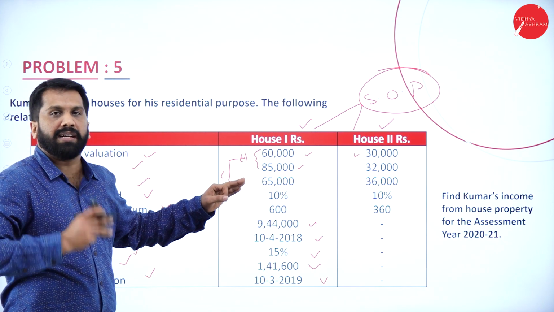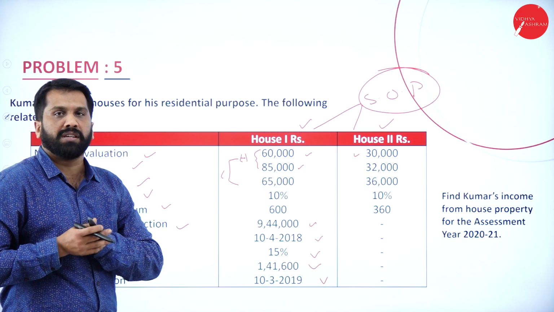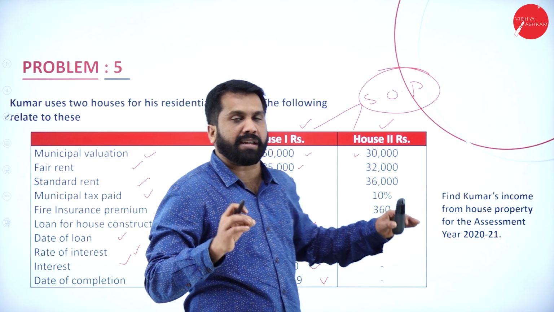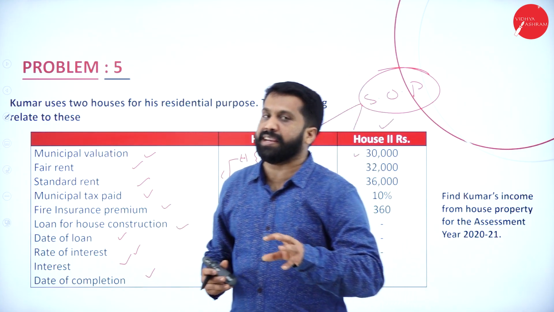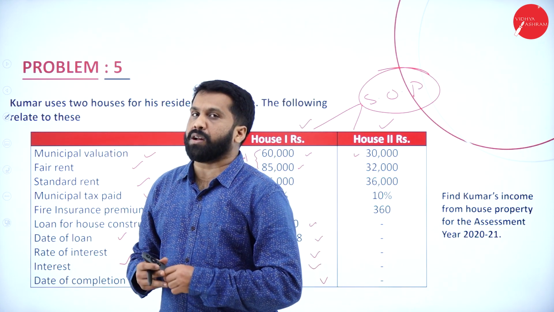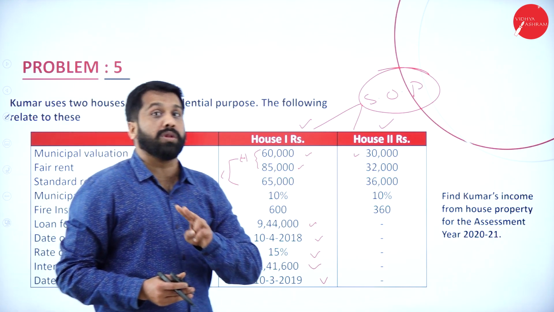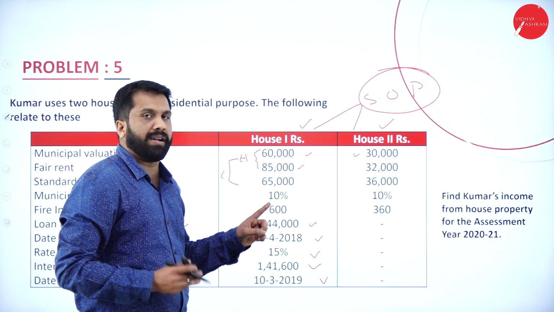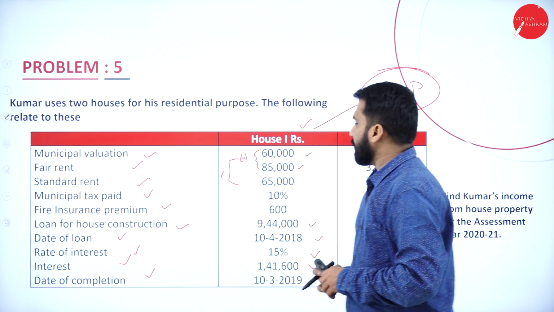Hope you are clear? Yes. In self-occupied, we will not do such kinds of calculations. Now, we are done with this. That's why everything up to net annual value, we take as 0. After that, if any interest is paid, we are supposed to take it. What is the maximum limit of interest? 2 lakh. If it is self-occupied, up to 2 lakh we can consider. Remember this. If it is self-occupied, the interest amount is limited to 2 lakh.